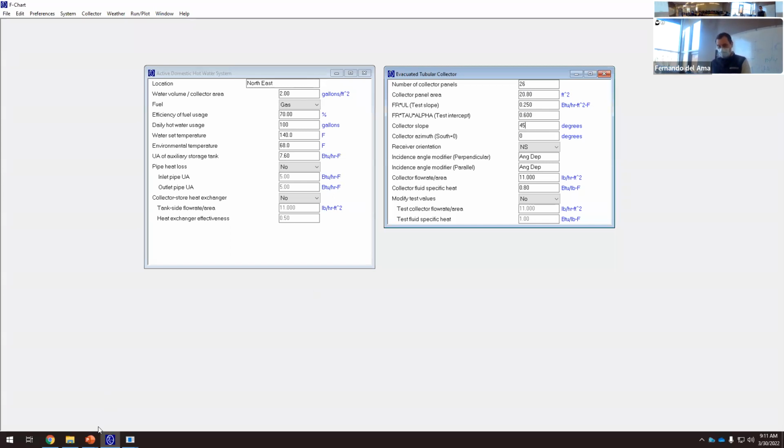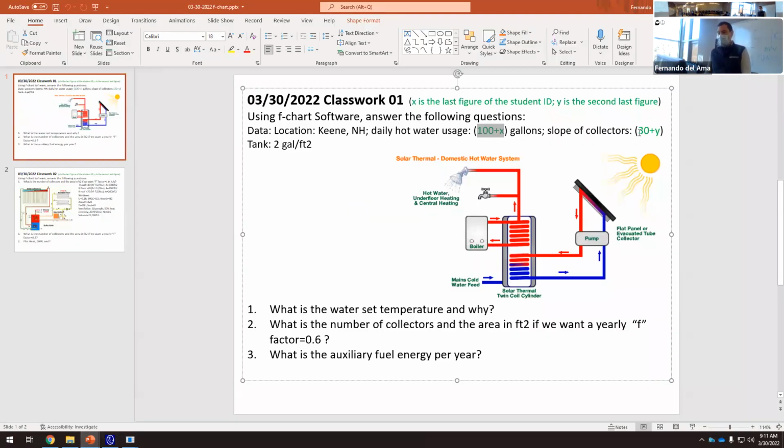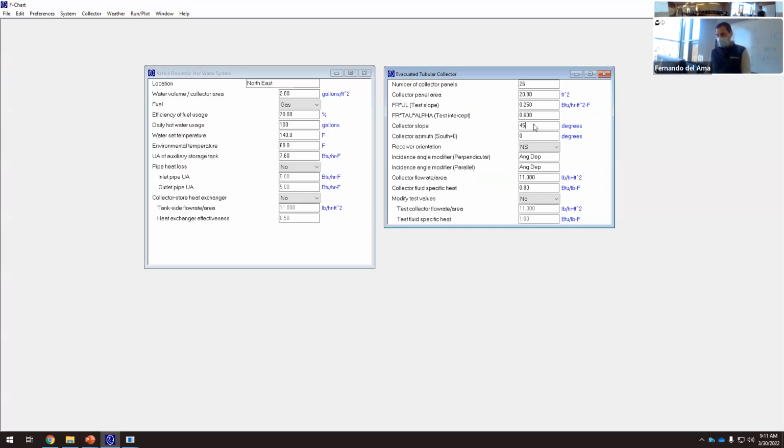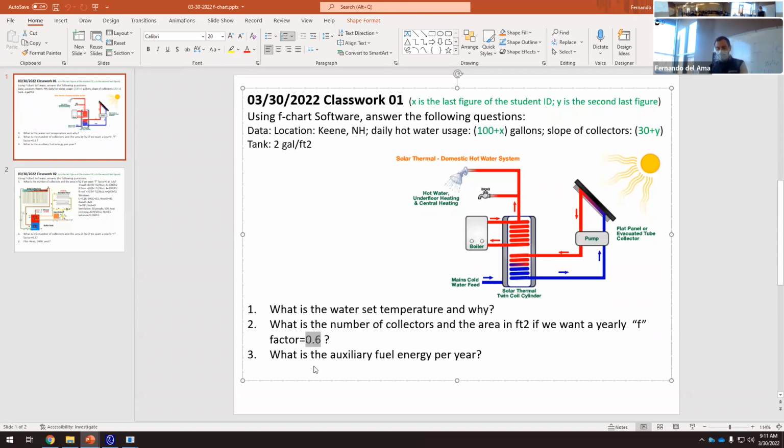The slope is here, so it should be 30 or 30 something degrees. So let's say 30. The azimuth, well, I don't recommend you use this kind of technology if it's not south oriented. So let's say that the azimuth is always 0, south oriented, and the slope is 30 degrees. And then the incidence angle modifier. We can leave this, and the only thing we have to try is the number of collectors, because we want the F value to be 0.6.